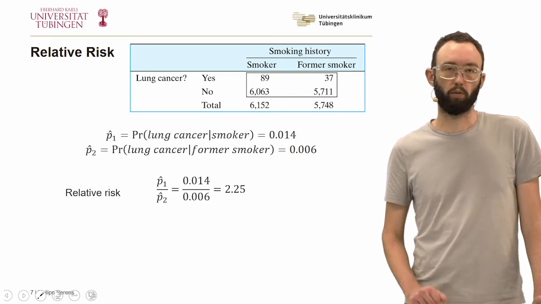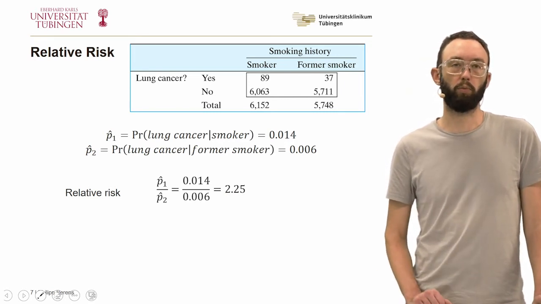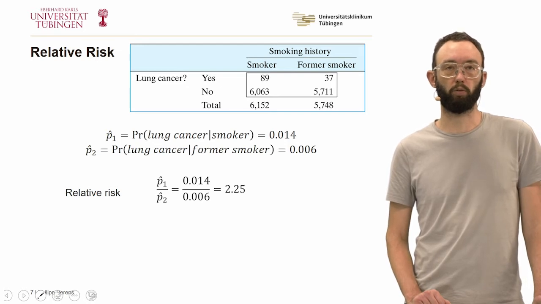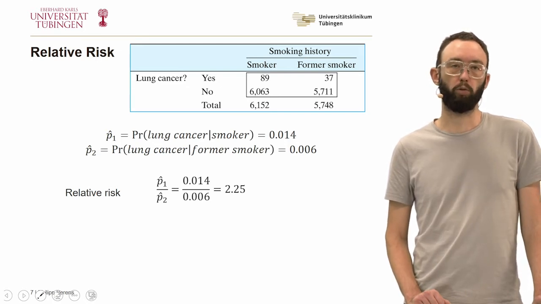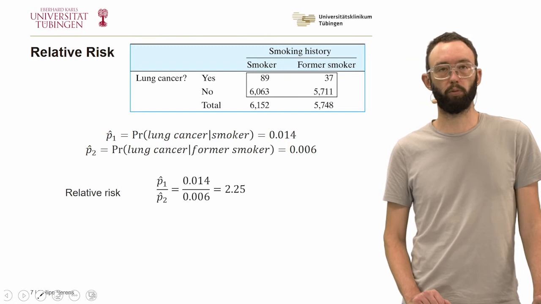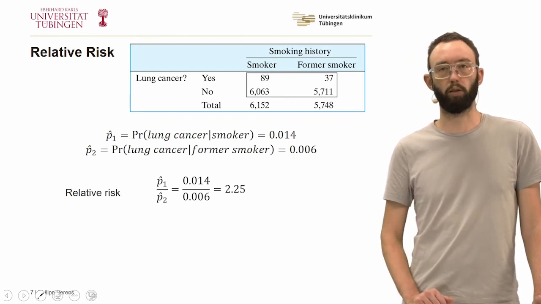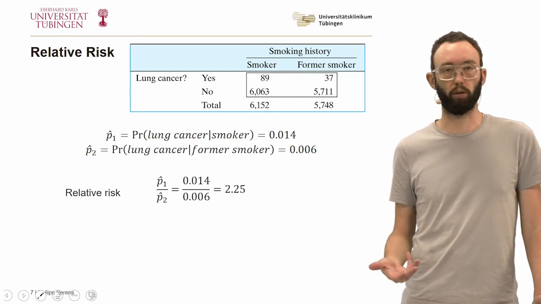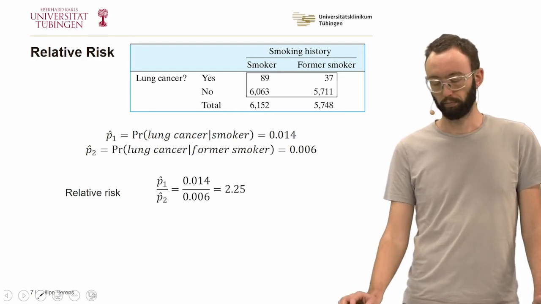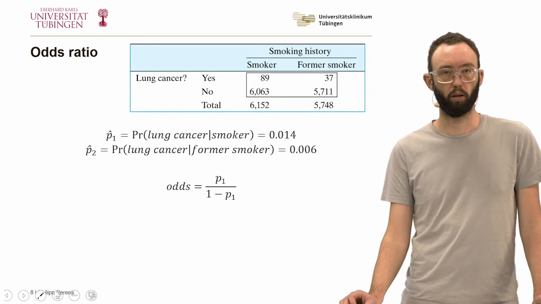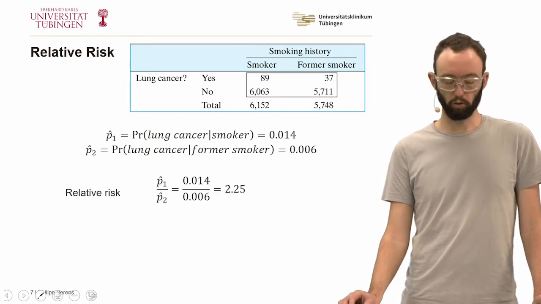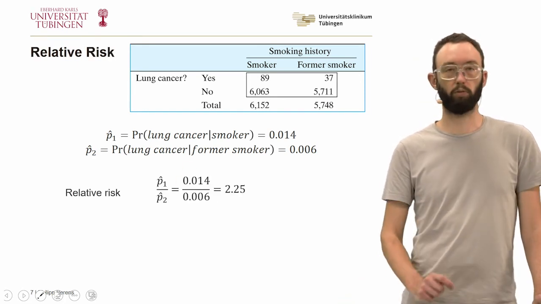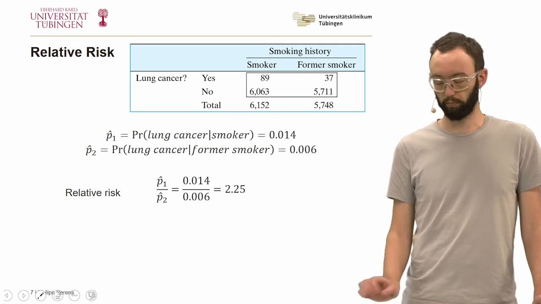That means it's 2.25 times as likely to have lung cancer when you're a current smoker. Before, we have simply expressed the difference in probability as an actual difference, not as a ratio, but this can also be done. What's maybe important to mention here is that both numbers are still quite small.